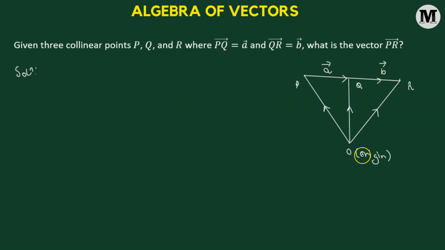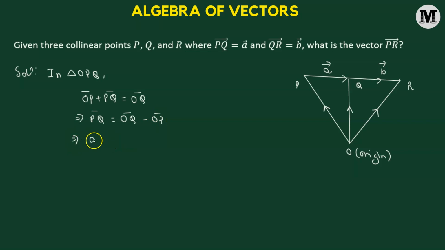We begin by considering the triangle OPQ. In triangle OPQ, using the triangular law of vector addition, we have OP vector plus PQ vector equals OQ vector. So PQ vector equals OQ vector minus OP vector. PQ vector is given in the problem to be A vector. So we have A vector equals OQ vector minus OP vector. We label this as number 1.